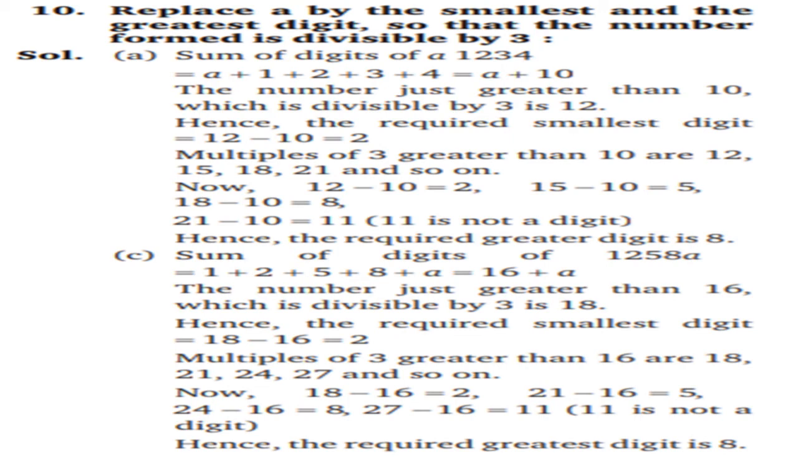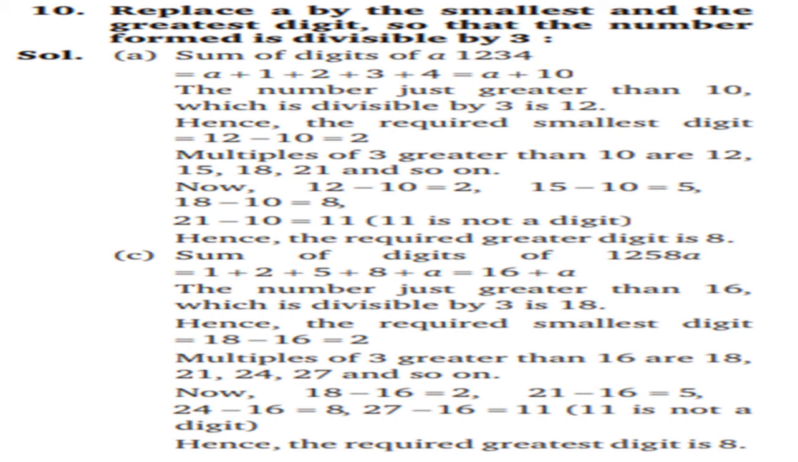Okay. Now greatest digit find करने के लिए हम क्या करेंगे, multiples of 3 greater than 10 कौन कौन से नंबर हैं, 12, 15, 18, 21 and so on. Now difference find करेंगे. 12 minus 10 equal to 2, 15 minus 10 equal to 5, 18 minus 10 equal to 8, 21 minus 10 equal to 11. So here 11 is 2 digit number. Okay. Hence the required greater digit is 8. So smallest digit is 2 and greatest digit is 8. Now C part, see in your book the number is 1258A.